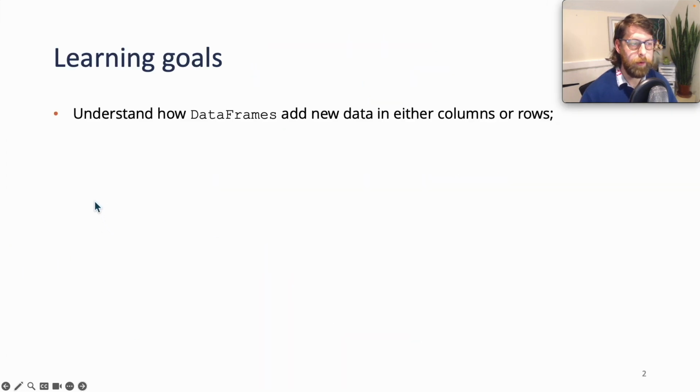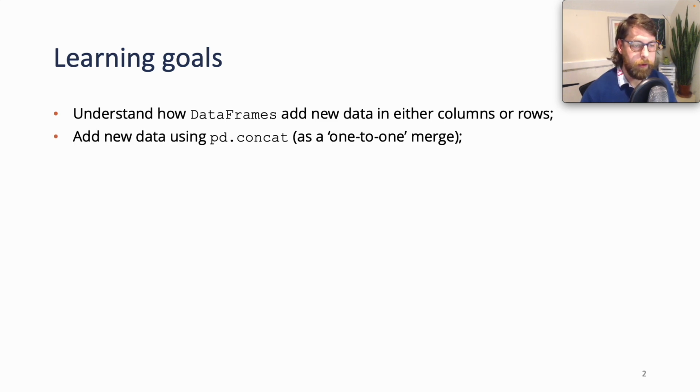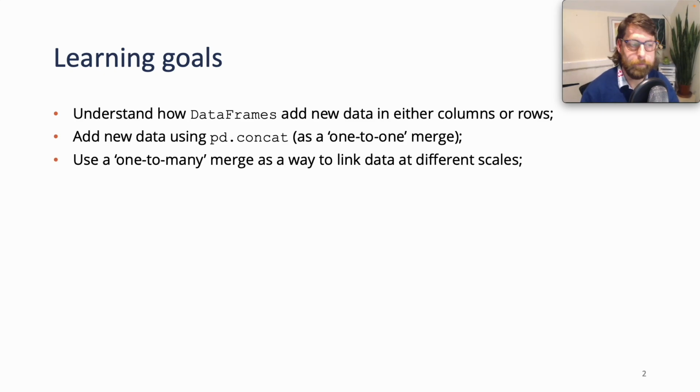In this chapter, we're going to look at how to add data to data frames. There's a number of different ways to add data to data frames, and the first one you might think of as a one-to-one merge, where we add data from one place and just literally add another version of it to the same data frame or to an additional data frame.